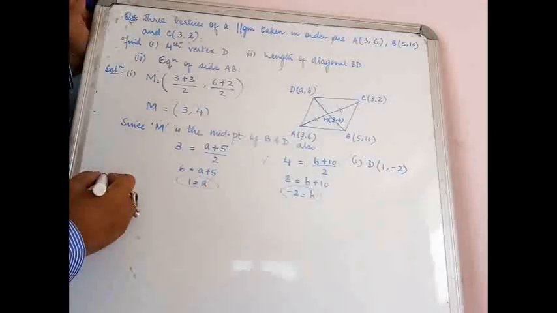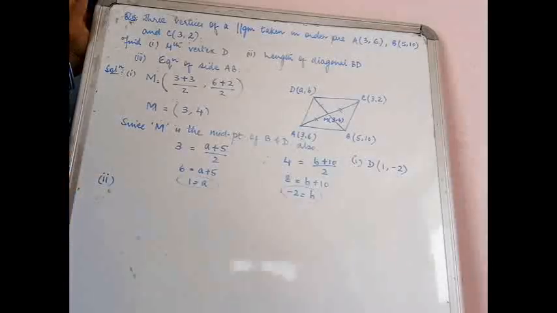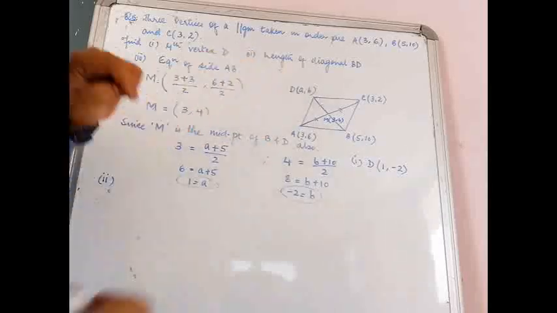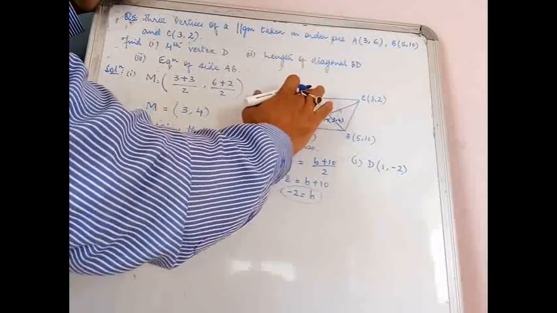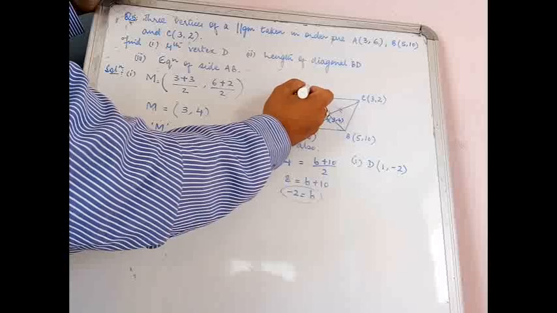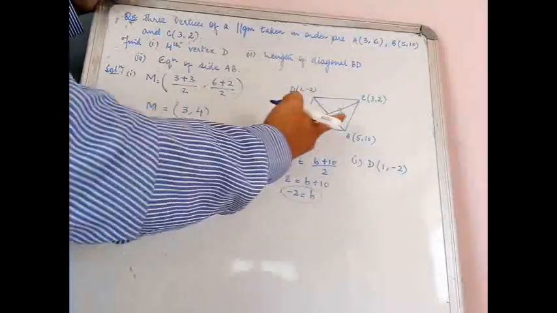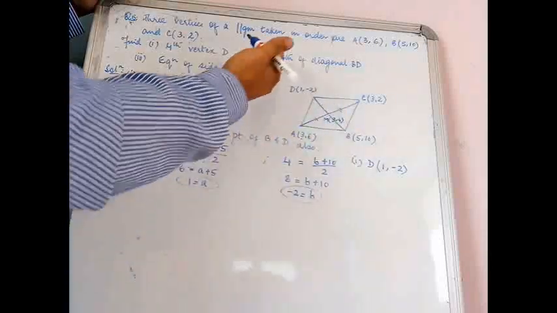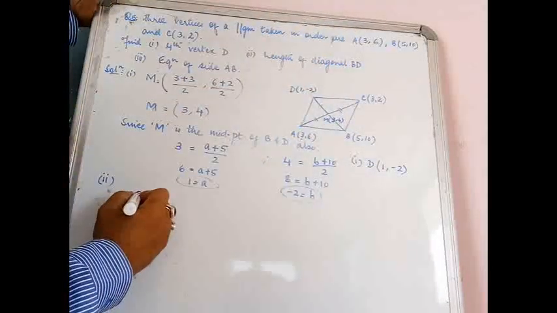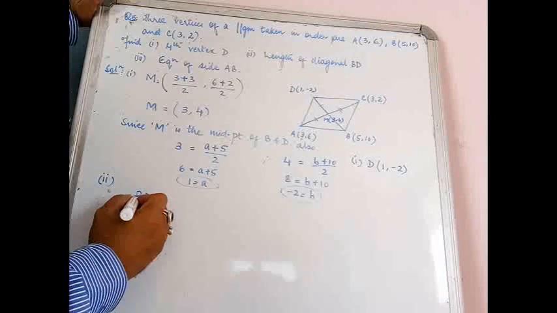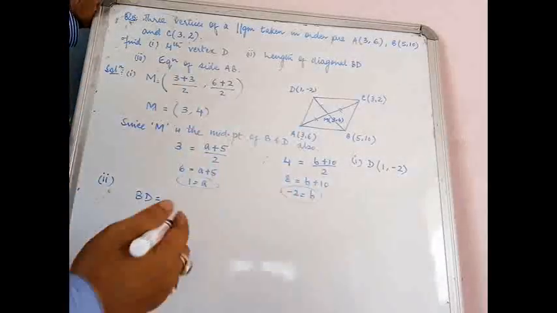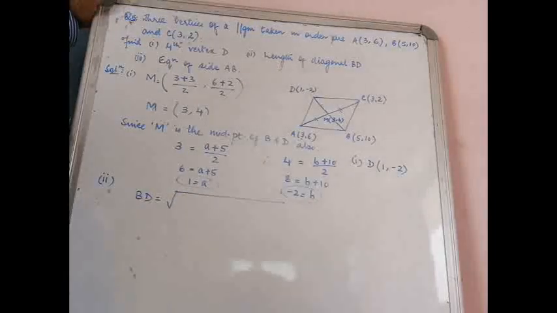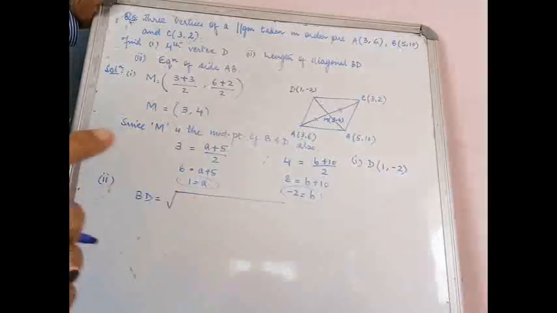Now coming to the second part of the question, which is the length of the diagonal BD. Now we know the value of D, so I can simply erase this AB part and put (1, -2) over here. B was already given, D also now I know. So for the length of the diagonal BD, again nothing from the equation of a straight line is to be used. I am simply going to use the distance formula.